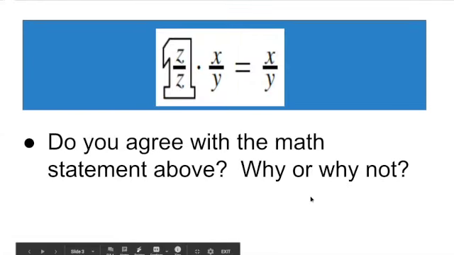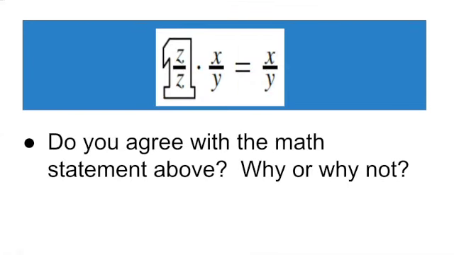Okay. Now we have a little bit more complex rational expression. We have some operations happening in between, some multiplication. So we have z over z times x over y is equal to x over y. Do you agree with this math statement above? Why or why not?